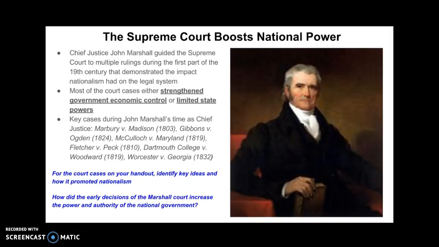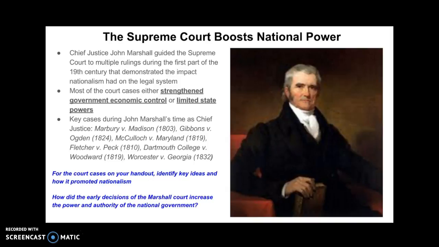And so we're going to look at 4 court cases here. And for each of these court cases, we want to be able to identify what ideas this court case contained. And then we want to look at how this court case promoted nationalism. I'm not going to go into too much depth with each court case. I'm just pretty much going to give you the information that you need to know for each of the columns. So the first one that we're going to look at is Gibbons versus Ogden.